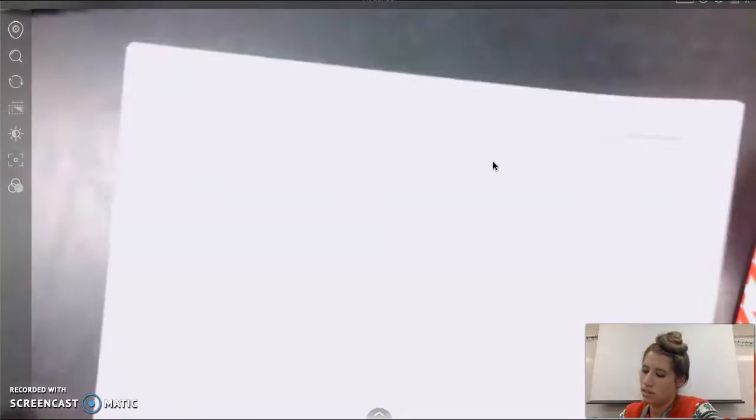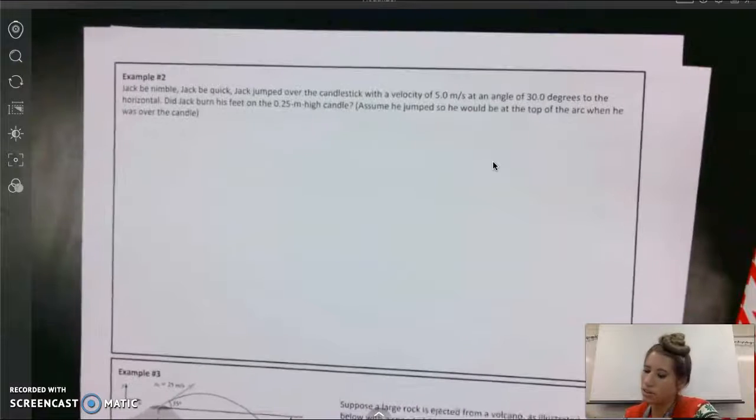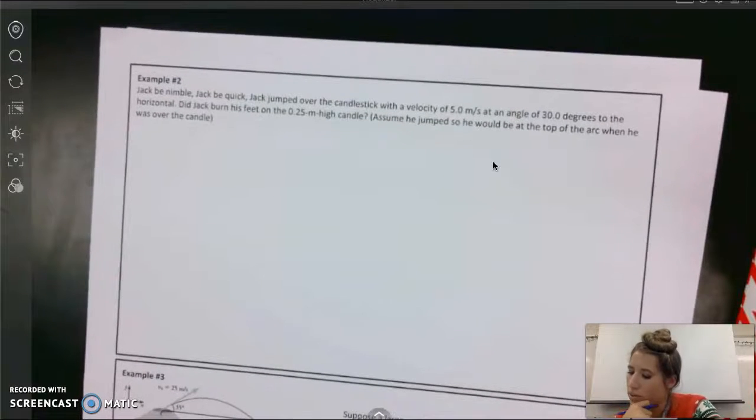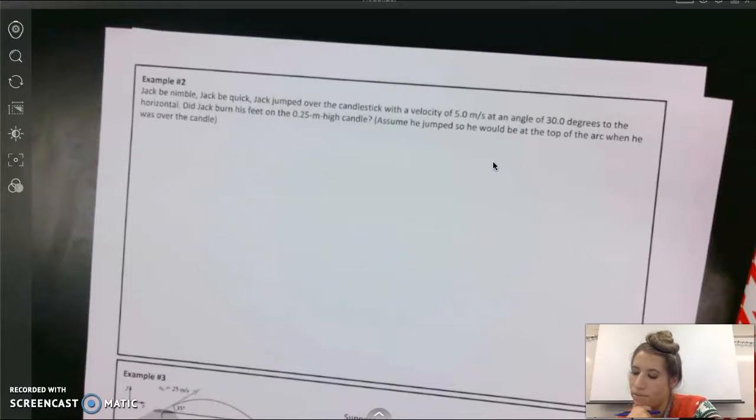Okay, now, example number 2. Jack be nimble, Jack be quick, Jack jump over the candlestick with a velocity of 5 meters per second and an angle of 30 degrees to the horizontal. Did Jack burn his feet on the 0.25 meter high candle? Okay, so assume he jumped so that he'd be at the top of the arc when he was over the candle.